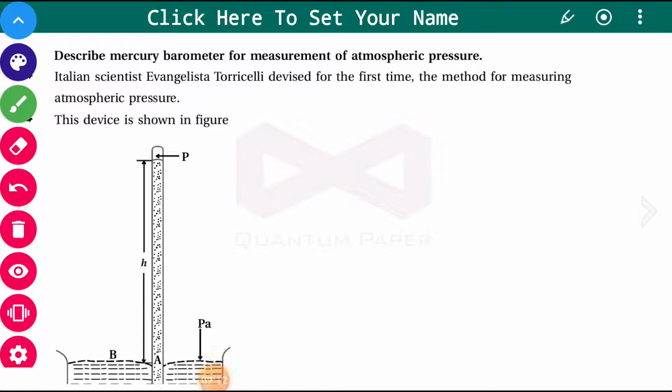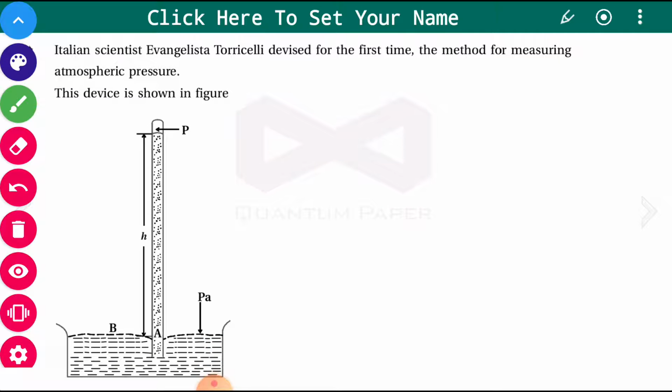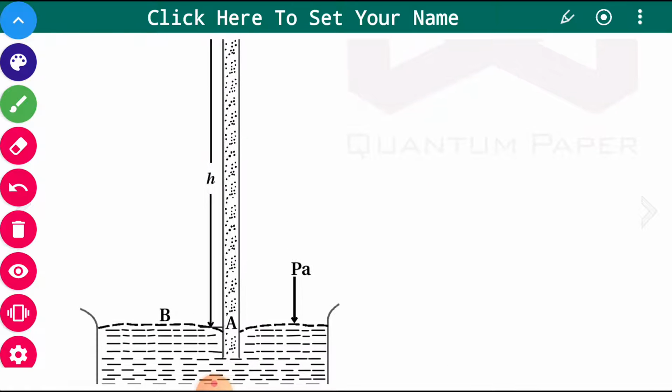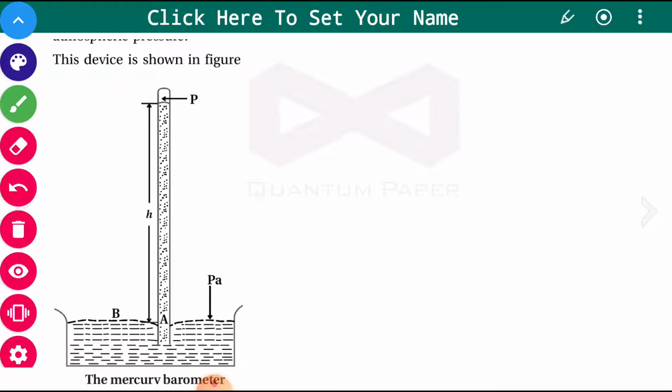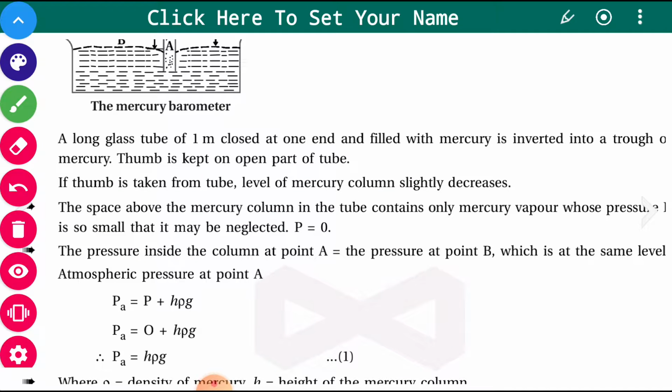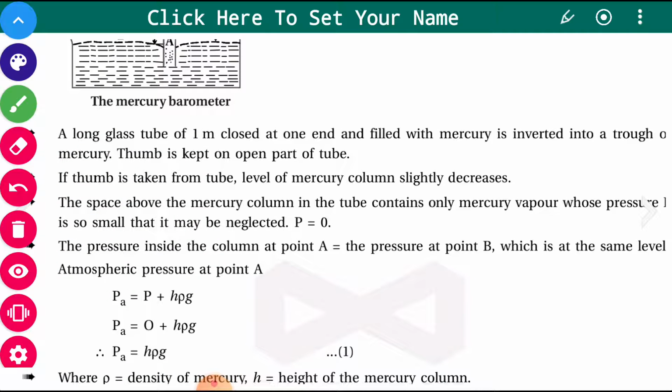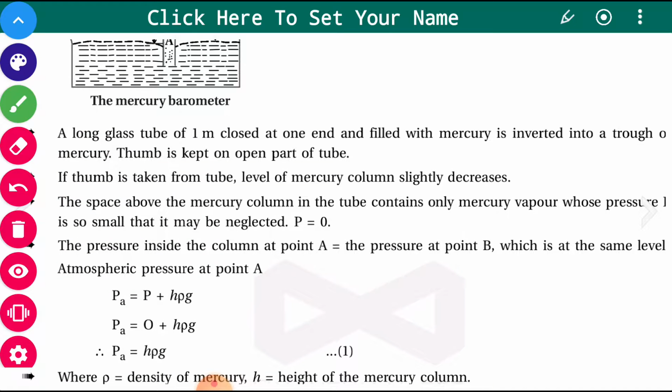Now we have a mercury barometer, which was designed by Torricelli. This device is shown in this figure. This is a glass tube, and this is the mercury which is filled here. Now a long glass tube of 1 meter, closed at one end and filled with mercury, is inverted into a tub of mercury. A thumb is kept on the open part of the tube.